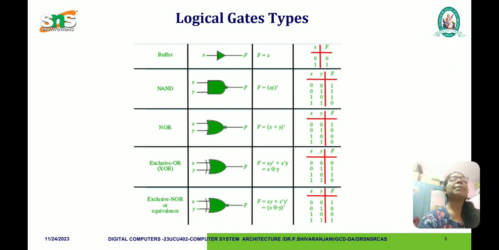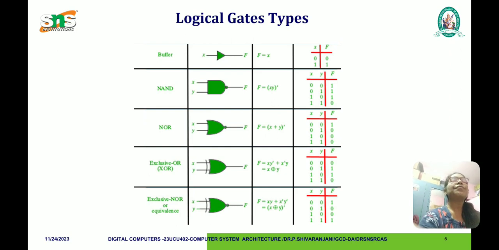A buffer is nothing but a temporary storage, and it can be represented with a triangle symbol. It gets one input and produces a corresponding output. It is just a temporary storage area. The Boolean function for the buffer is F is equal to X, and the corresponding truth table is: if the value of X is equal to 0, then F is equal to 0, and if the value of X is equal to 1, then the value of F will be 1.